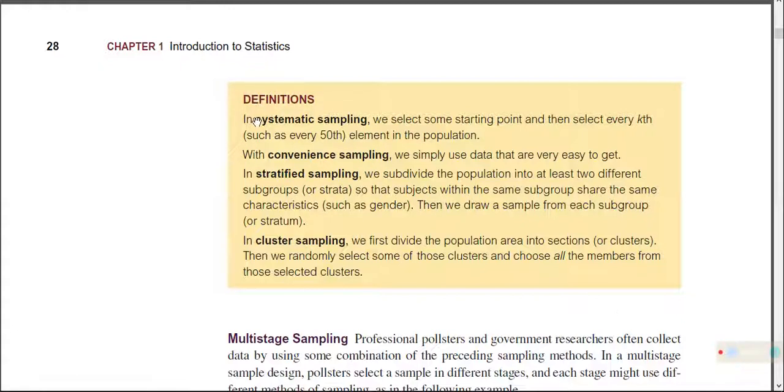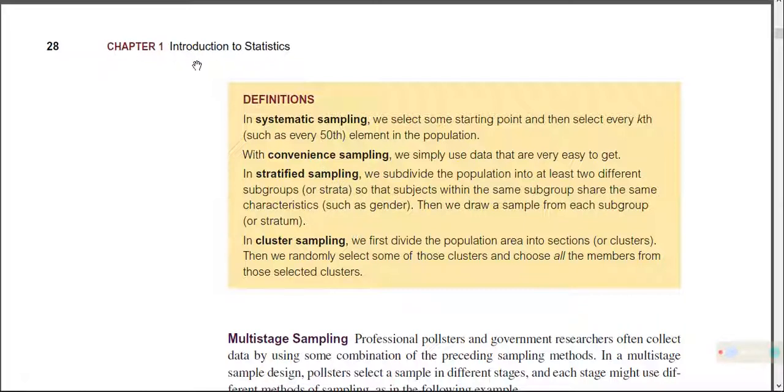So let's start. In systematic sampling, we select some starting point and then select every kth, such as every 50th element in the population. So if you still remember the example that we had yesterday, we had 10 students and then we started with student number 4. And then k is equal to 3. So every third student, sineselect natin siya from the group.